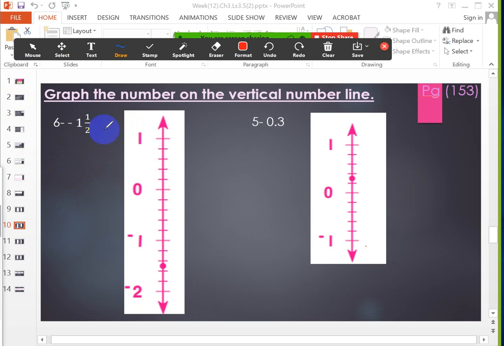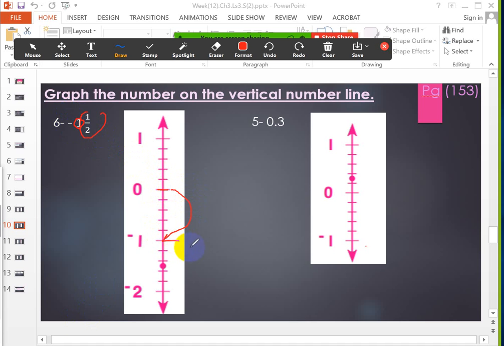That means I have to move 1 and 1/2, but not in the positive, in the negative side. That means down, down. Okay, girls? Down 1 and 1/2. That means from 0. I will start from 0 here. First thing, I have a whole number, 1. So I will jump from 0 to 1. This is the first jump.